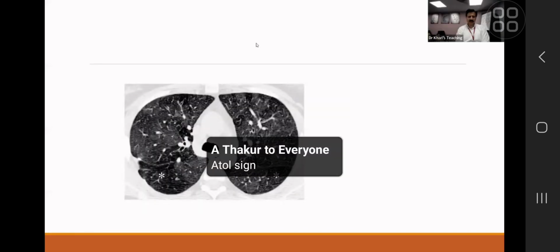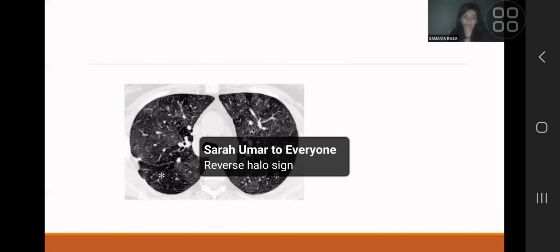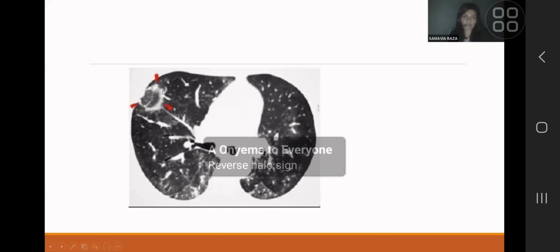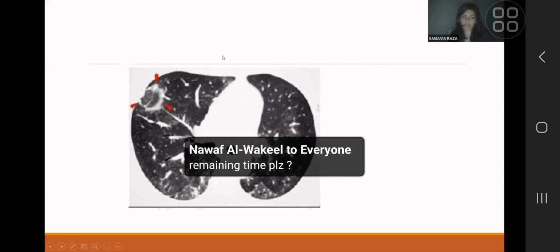The slide, I believe, has shifted. Yeah, sorry. But yes, everybody's right. This is straightforward. Reverse halo sign. Indeed, it's ground glass in the center, surrounded by dense consolidation, soft tissue level looking intensity around it. So that's a reverse halo sign, positive in this patient.